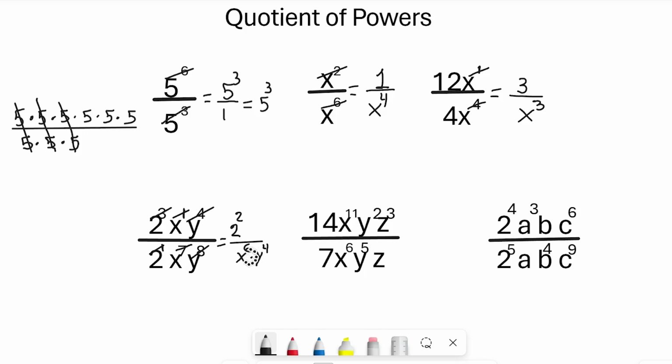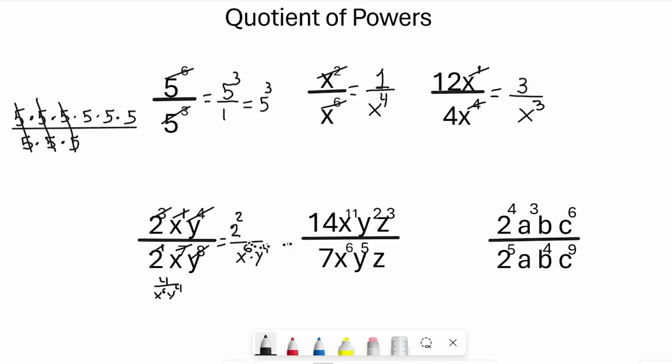And in this case, that would be the answer. In this case, if they want to simplify, by the way, then you just have to multiply 2 times 2. And the answer should be 4 divided by x to the 6 times y to the 4th power. Okay, so more likely that's what they might ask you to do.